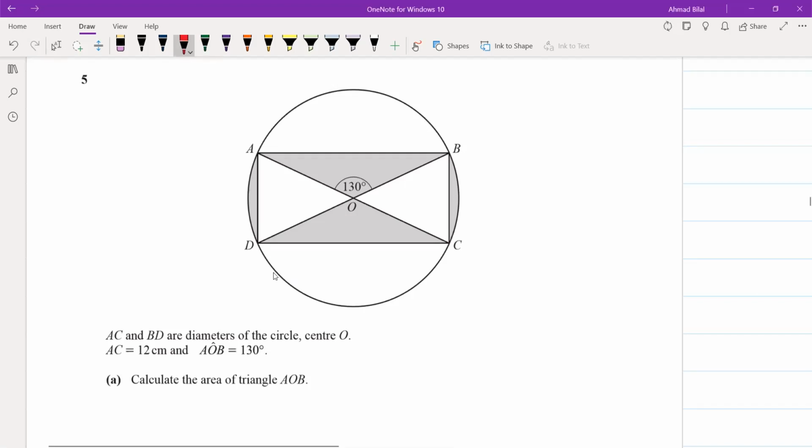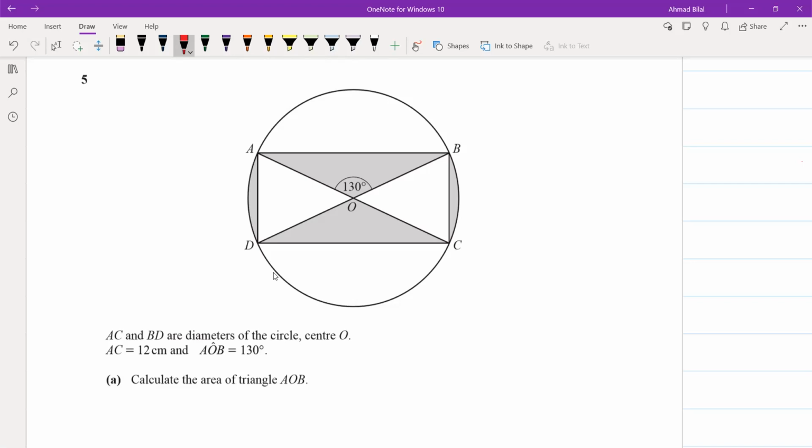So we have AC and BD that are diameters of the circle. The center is O, and AC is given to be 12, and AOB is given to be 130 degrees. AOB आपको angle दिया हुआ है और आपको AC यानी कि diameter भी दिया हुआ है circle का, that is 12 centimeters. सबसे पहले it says calculate the area of the triangle AOB. Triangle AOB का area calculate करना.